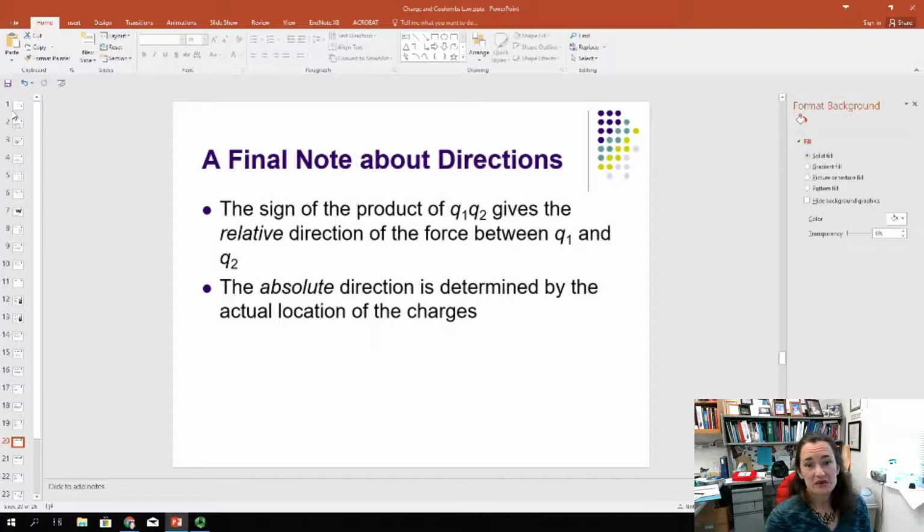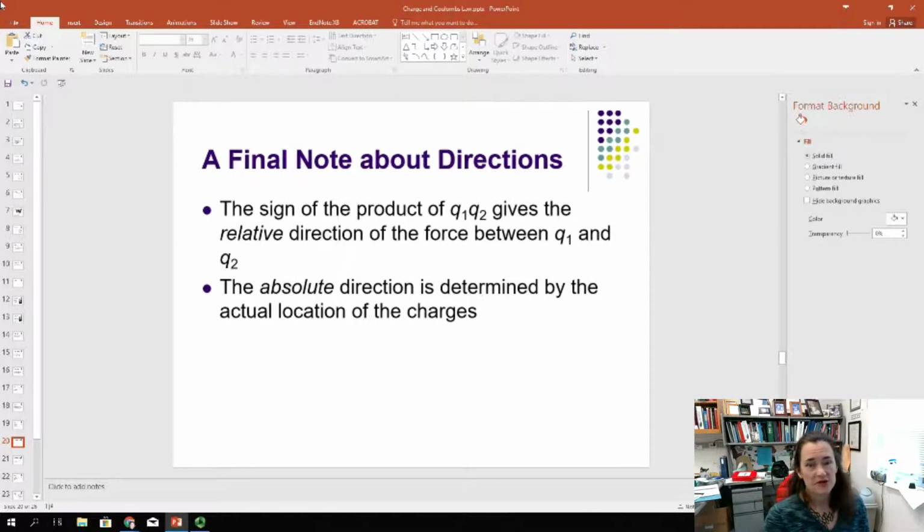Now, the sign of the product Q1 Q2 gives the relative direction of the force between Q1 and Q2. If you multiply the two charges together and get a net positive number, then you'll know it's supposed to be repulsive because the two charges are the same. A positive charge times a positive charge gives positive, and negative times negative gives positive, so a positive number indicates the force is repulsive. However, if you multiply a positive charge times a negative charge and get a net negative number, that means it's attractive and the forces need to point towards one another.